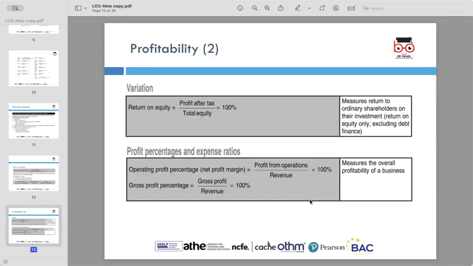Profitability variations, profit percentage and expenses. Financial ratios play an important role in assessing a company's financial health and performance. They provide a quantitative analysis of various aspects such as profitability, efficiency, and returns on investments.